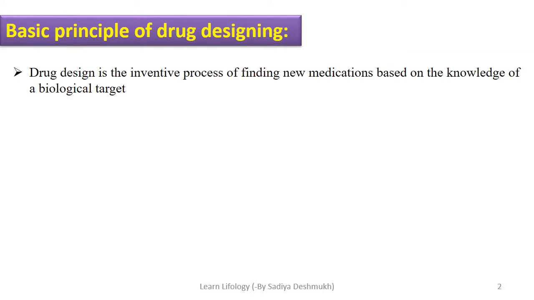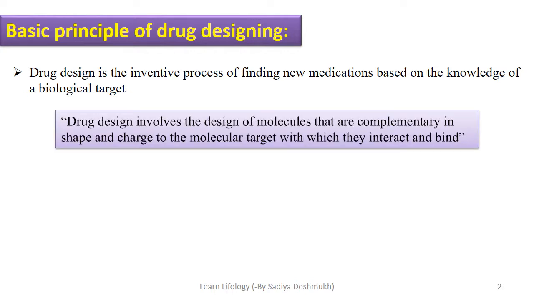Drug design is an inventive process of finding new medications based on the knowledge of the biological target. So for designing a drug, we should be aware of a biological target, and then we can design or formulate new medications against that target. Drug design involves the design of molecules that are complementary in shape and charge to the molecular target with which they interact and bind. So whatever new medications or formulations we are developing, they should interact with and be complementary to their target.